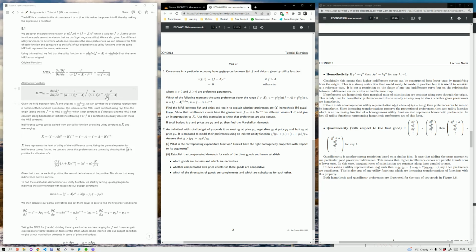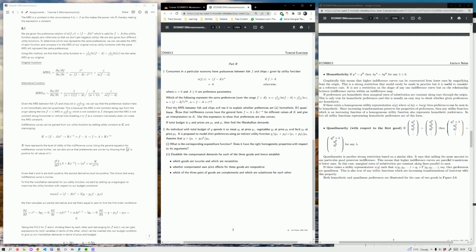So in this case, if I held C constant and varied F, I should have the same MRS, but that's not the case in either case, really. If I hold C constant and vary F, the MRS changes. If I hold F constant and vary C, the MRS changes. So it's not quasi-linear either. So no, neither homothetic nor quasi-linear.